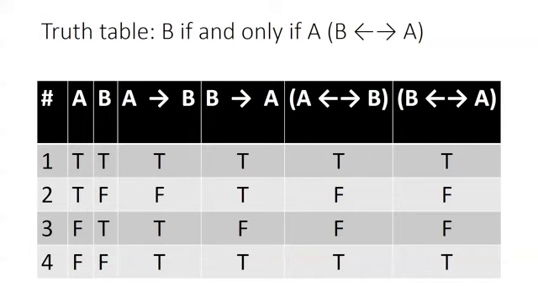Now, if we flip that one around, then we get the same truth values on the truth table, which means that it doesn't matter which order we put A and B in that construction, because it's a symmetrical relation, right? B if and only if A means the same as A if and only if B. That's not the case with the regular conditional, but with this, which we call the biconditional, that's the case.